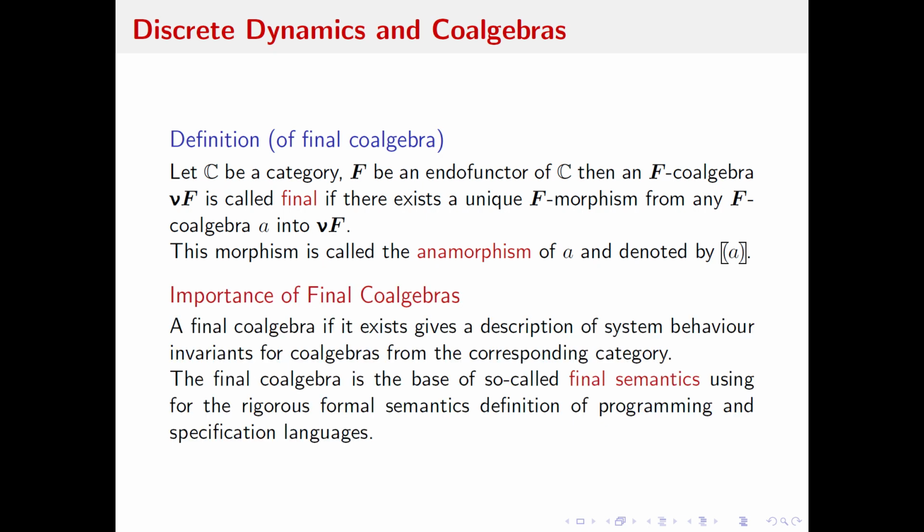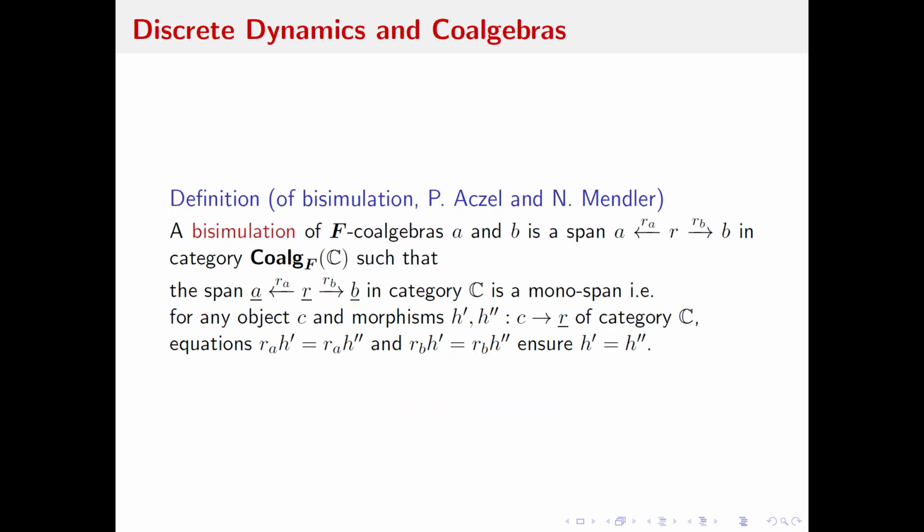The importance of a final coalgebra is determined by the fact that it gives a method to associate uniquely a morphism into itself from any coalgebra. Such a morphism is called an anamorphism. Another key tool for studying coalgebras is the concept of bisimulation. Informally speaking, two coalgebras are bisimilar if they have the same set of dynamics invariants.